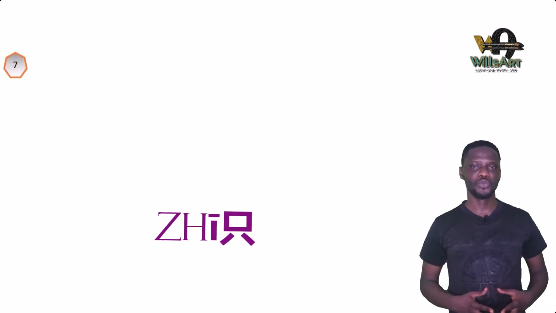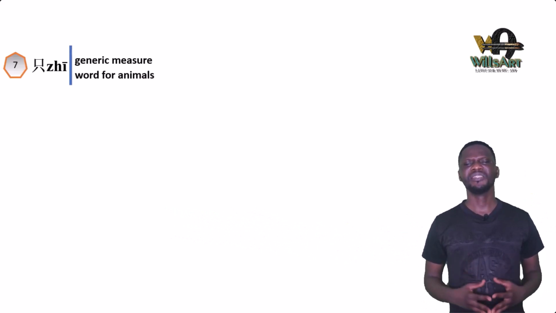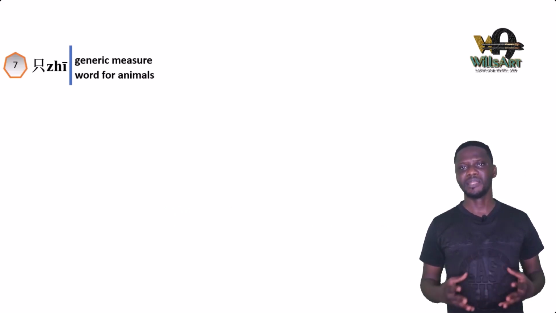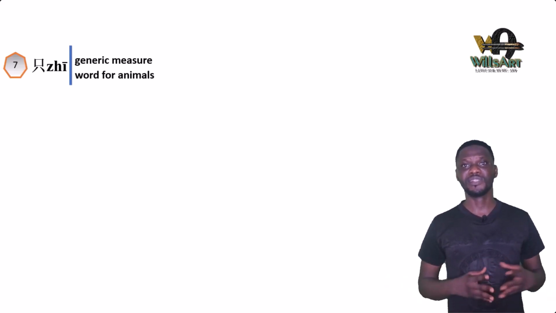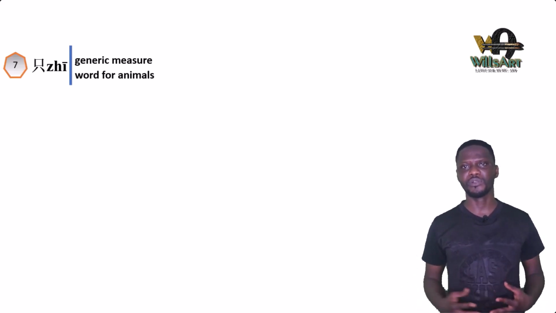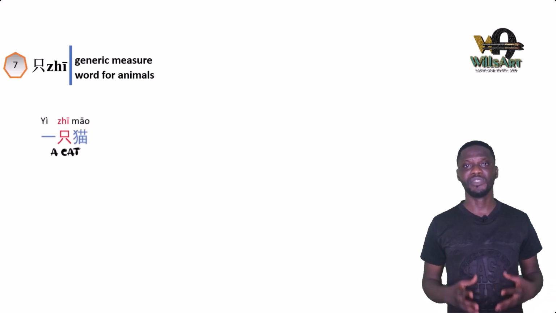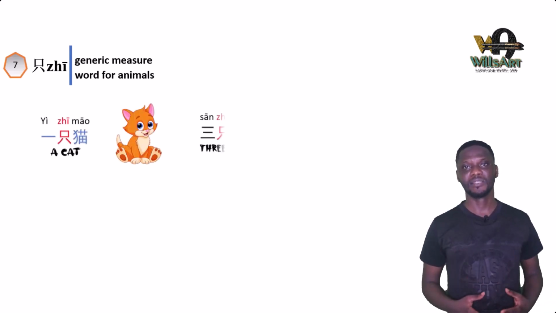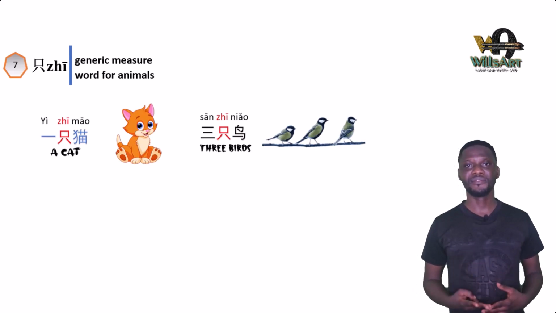The seventh measure word we're looking at is zhī. Zhī is a measure word used for animals. It's a generic measure word used for animals. It is generic because there are still some measure words used for some specific animals. We're going to talk about that very soon. So, for example, you can say 一只猫, which means a cat, or 三只鸟, which means 3 birds.